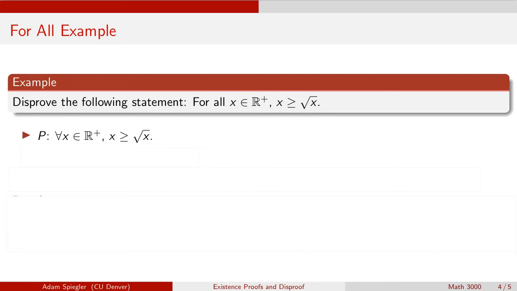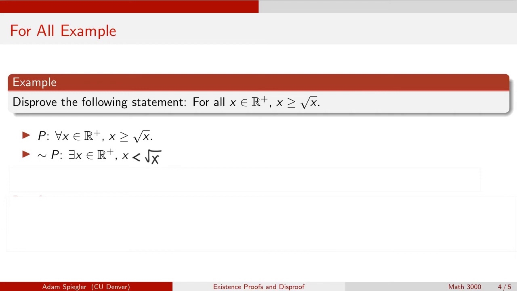So what would that look like? Here, the statement that we're trying to disprove, if I write it out using the universal quantifier, is: for all x in the positive reals, x is bigger than or equal to the square root of x. And we actually want to disprove this statement. The way that we can disprove it is by showing that its negation is true.